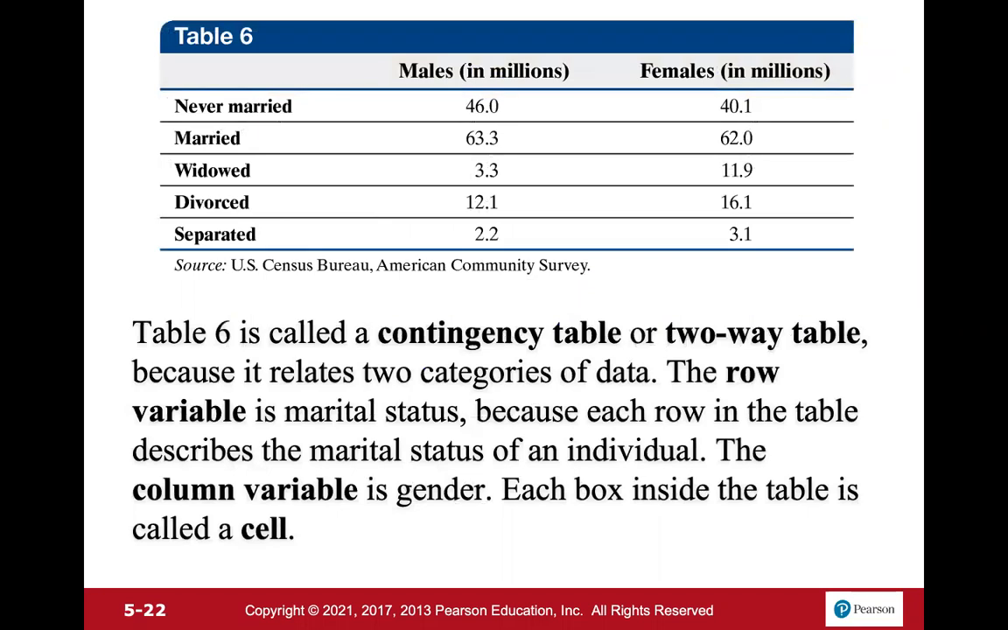So here is a contingency table where we have data kind of surrounding here. So we have males versus females. We have never married, married, widowed, divorced, or separated. And it looks like this is all in millions. So table 6 is called a contingency table or a two-way table because it relates two categories of data. The row variable is marital status because each row in the table describes the marital status of the individual, and the column variable is the gender. Each box inside the table is called a cell.